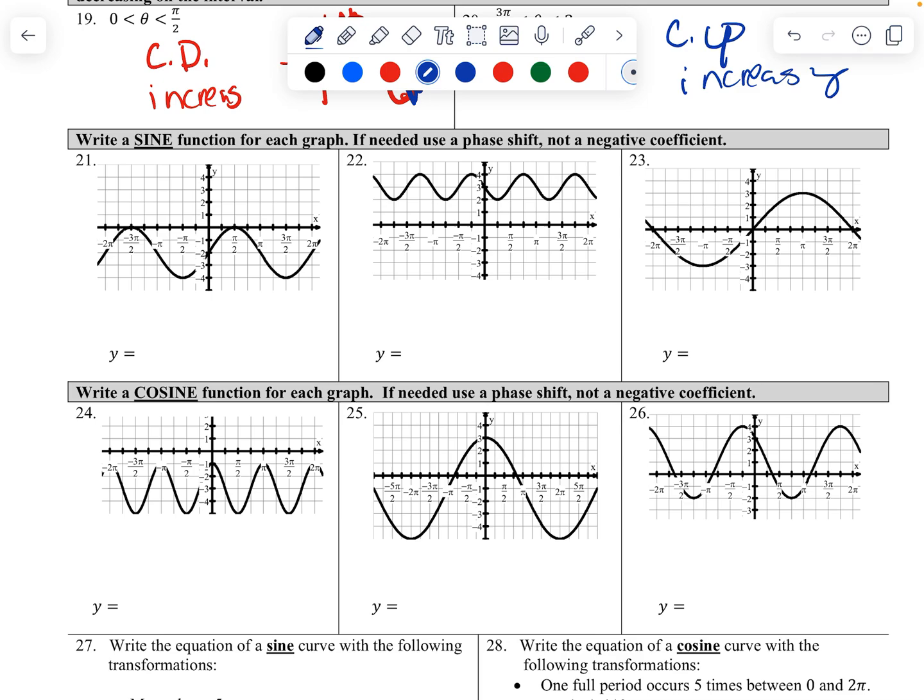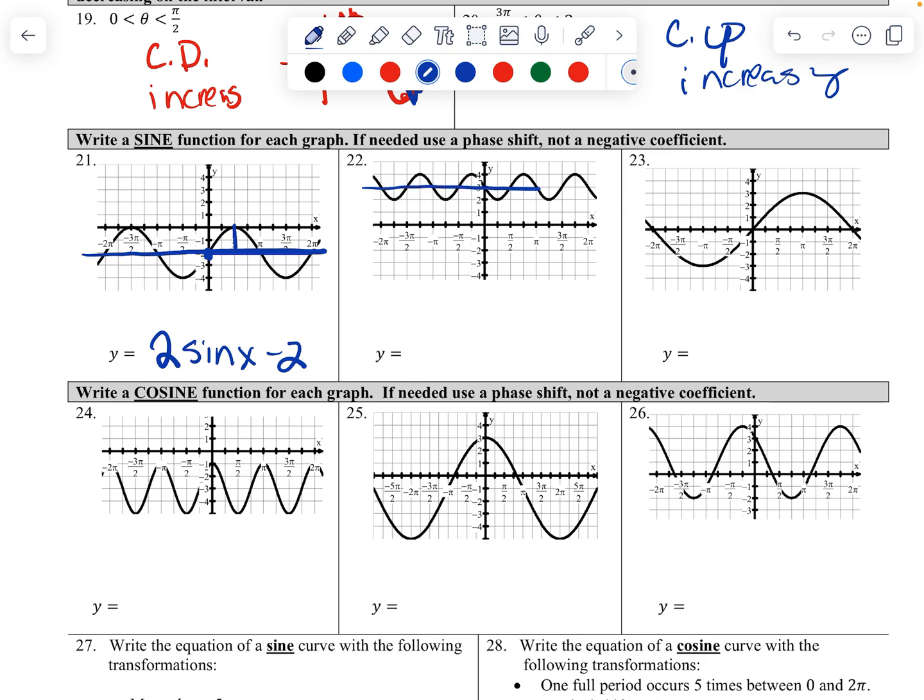So if this is a sine, well, sine starts in the center. So I know it's moved down 2, and what is the length of a full period here? Well, full period is 2 pi. So there's no period change. So our amplitude is 2, right? It goes up 2 and down 2. The sine of x minus 2.